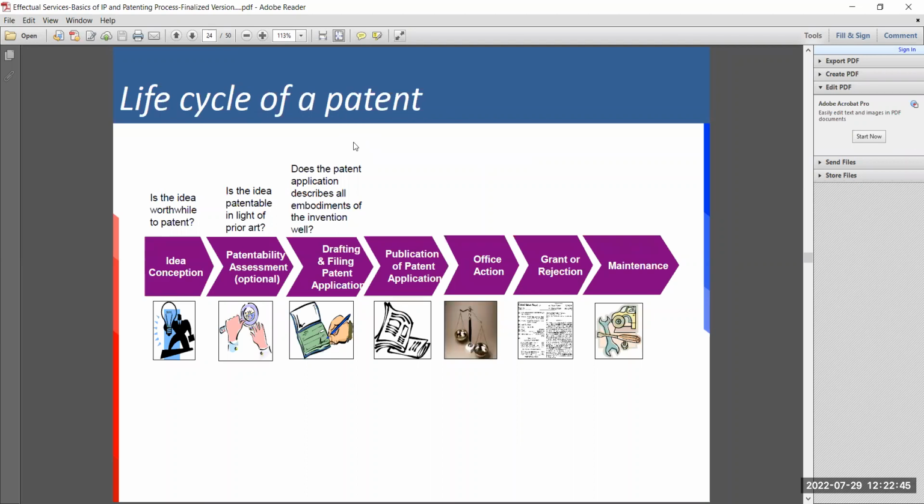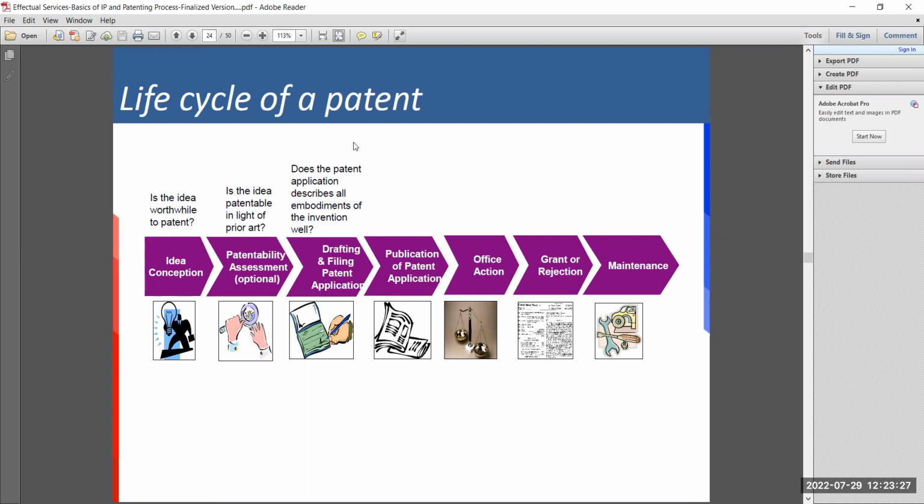I think most of you are aware of the life cycle of a patent. First, there is idea conception. Then there is patentability assessment. Then the most important stage, drafting and filing of the patent application. Because if your application is not drafted well and you have left out some important information, it will backfire during prosecution. When the examiner reviews your application and you say you need to add something at this point, you can't do it. You can't change things after drafting and filing.